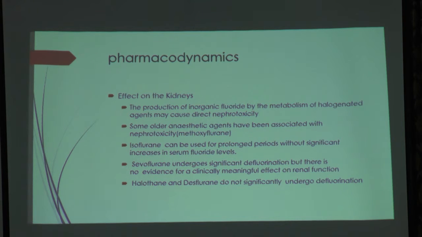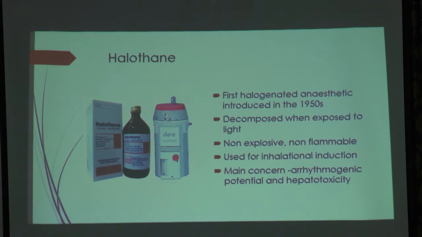Isoflurane is good, and it can be used for prolonged periods because there's no significant increase in serum fluoride levels. So isoflurane is safe where the effect on kidneys is concerned. Sevoflurane undergoes significant defluorination. That is the mechanism by which the fluoride is produced. But I must say that there is no evidence for clinically meaningful effects on renal function. So even though fluoride ions are produced, we haven't found it to cause any nephrotoxicity in humans for now. So sevoflurane is safe. Halothane and desflurane, however, do not undergo significant defluorination, so we don't have a problem with nephrotoxicity.